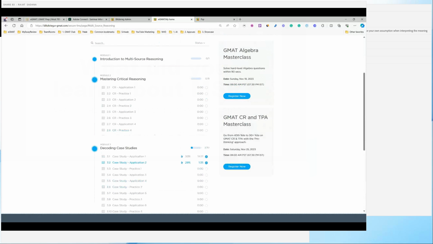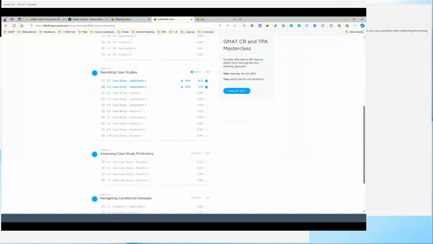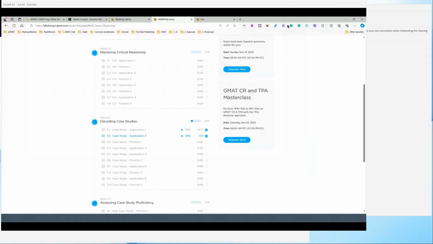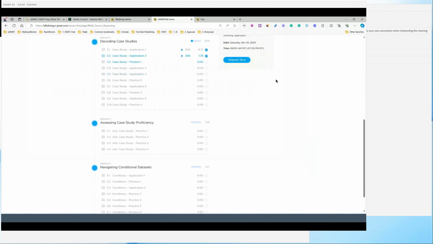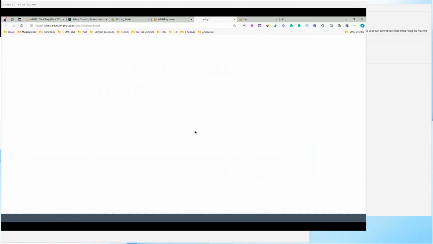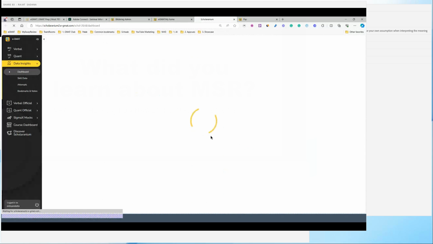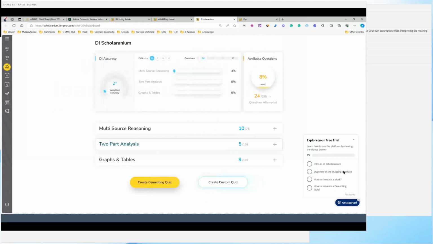So in this, you have 4 different kinds of MSRs. And overall, you have close to 30 case studies in there. This is just the learning part of MSR. When you go to Scholarium for DI, you again have a bunch of passages. And then in mocks, you have another set of passages over here. You can see the number of questions in MSR, and the number of questions in Scholarium over here.